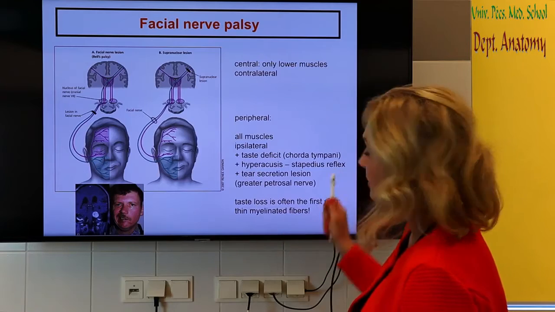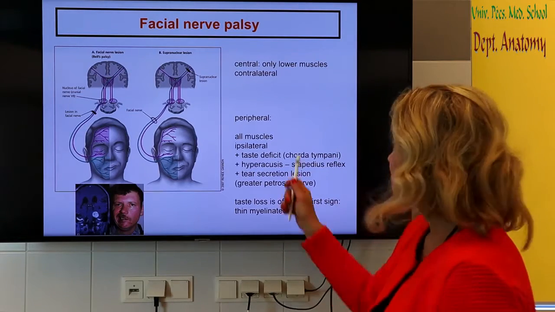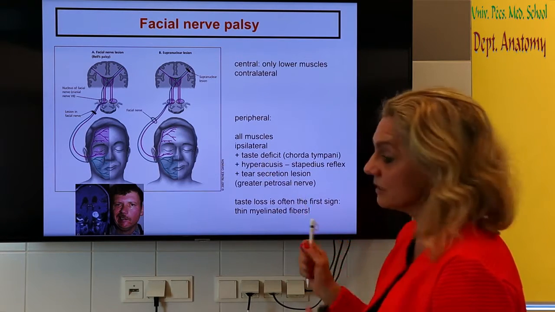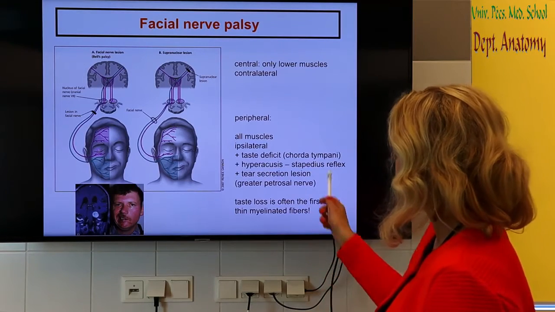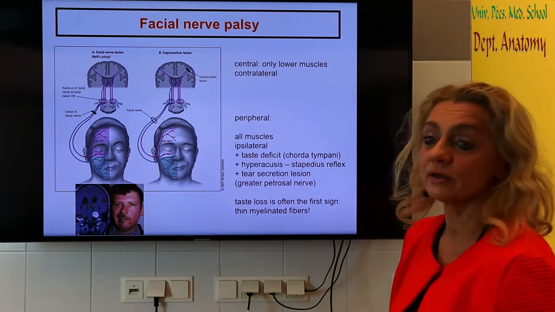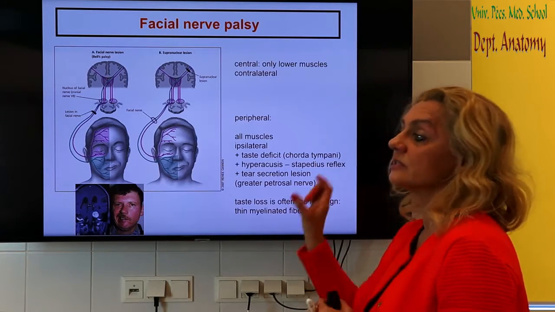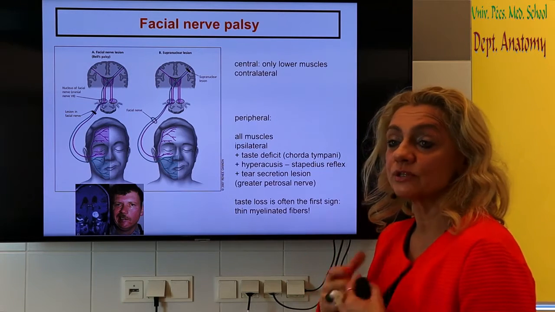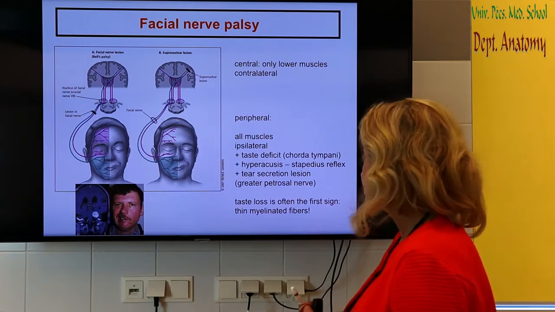Then this is something you don't know yet, but we will do this when we do the ear. The hyperacusis is a symptom, which means that you are too sensitive to loud noises. And this is because the facial nerve also innervates the stapedius muscle, responsible for the stapedius reflex, which is a reflex that protects our inner ear against very loud noises.